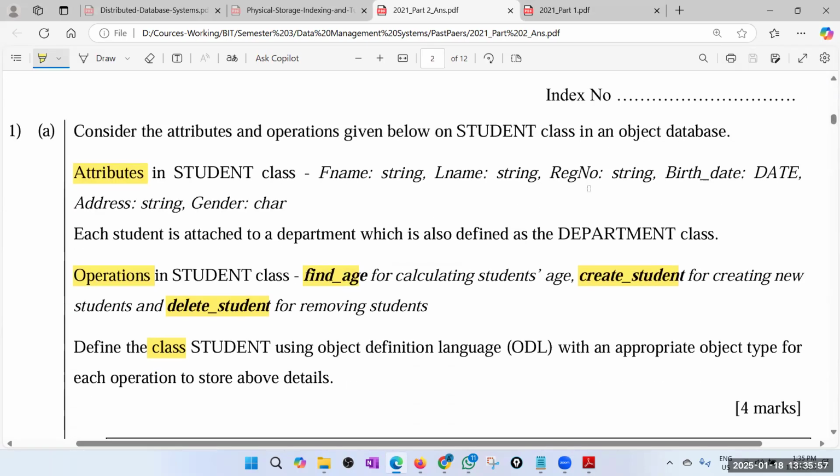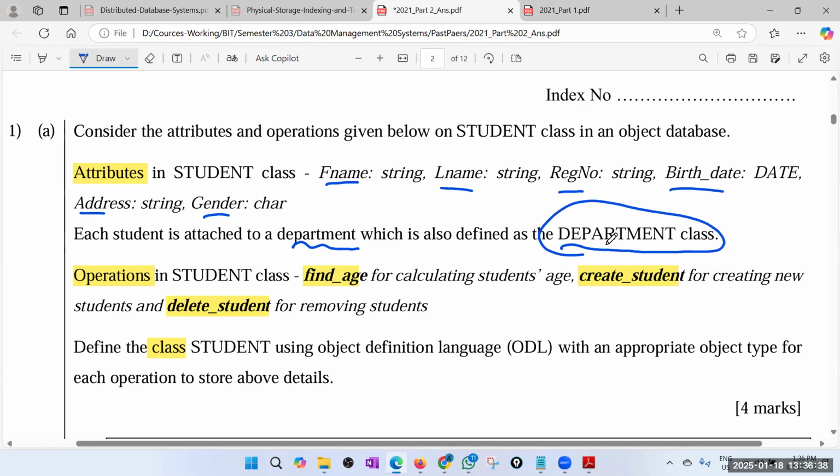Right, question number 1. Consider the attributes and operations given below on student class in an object database. It's an object database related question, and it's talking about a class. Attributes are given: F name, L name, registration number, birth date, address, gender. Data types are also given. Each student is attached to a department. That means there's an association between student and department. So one student belongs to one department, which is also defined as department class. You can assume that there's a class called department.